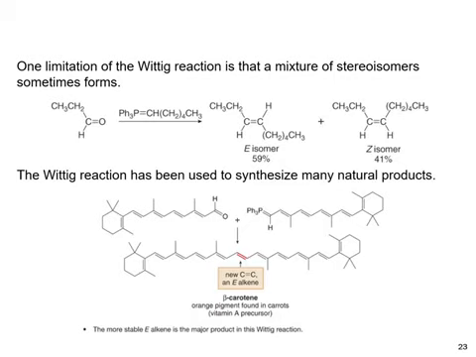The Wittig reaction has been used to synthesize many natural products. This is an example of a natural product. In this case, you can see the right side shows the ylide and the left side the aldehyde. Both react, and the final product is the E-alkene. The resulting product is beta carotene, which is present in the carrot. The most stable E-alkene is the major product in this Wittig reaction. So the trans alkene will be the preferred or major product.